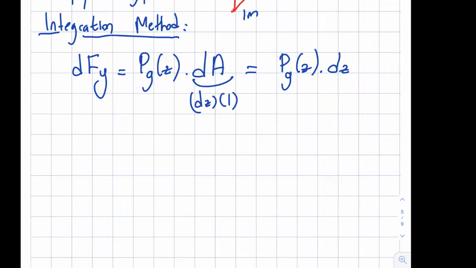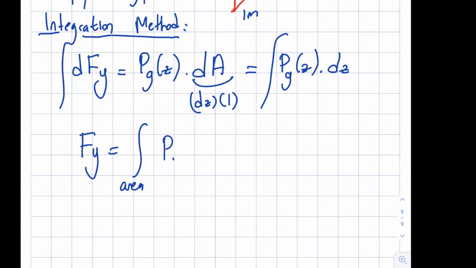Okay, so let's continue. One of the classics is you take the integral of both sides of this equation. So you take this integral, and see what happens. The integral on the left hand side becomes Fy, and the right hand side becomes, over that area that I have, the integral of Pgz dz.